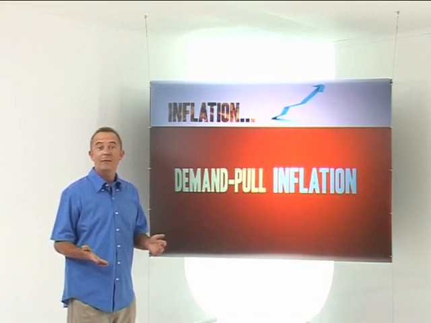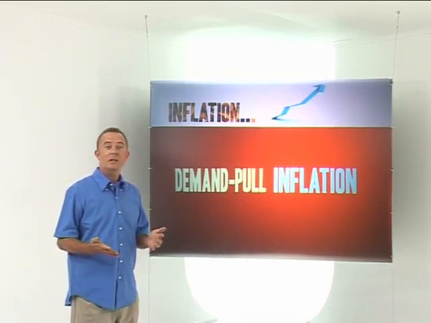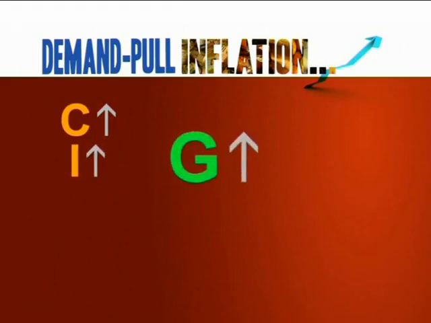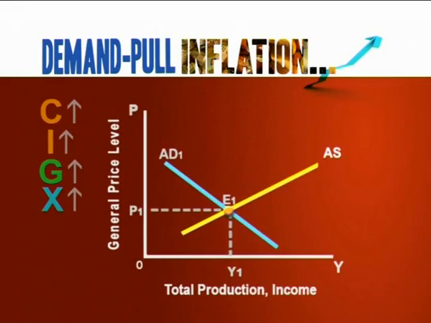And demand-pull inflation, on the other hand, occurs when the aggregate demand for goods and services increases. Think back. Which factors caused an increase in aggregate demand? Well, any of the following pull demand upwards: an increase in consumption expenditure, investment expenditure, government expenditure, and exports. Any one of these factors can cause demand-pull inflation.